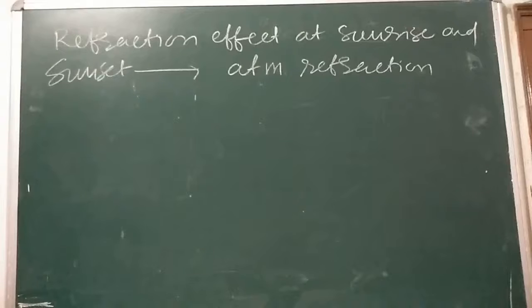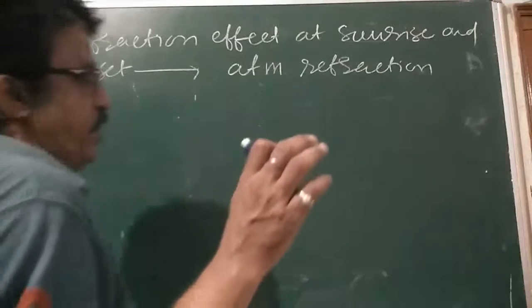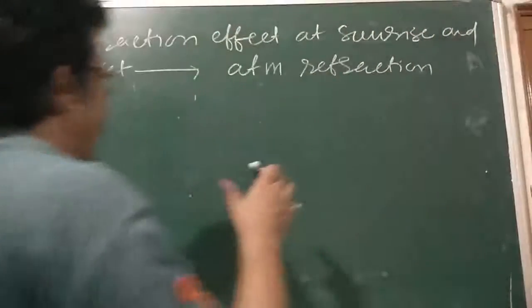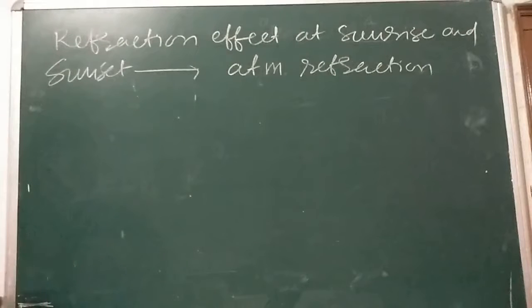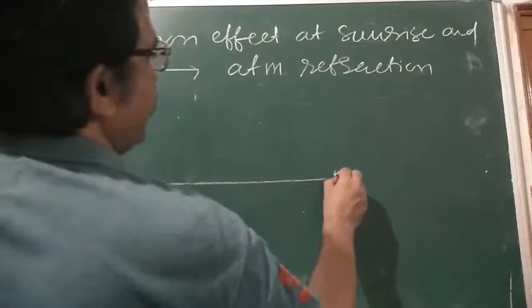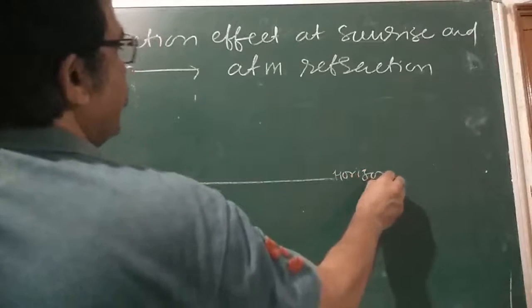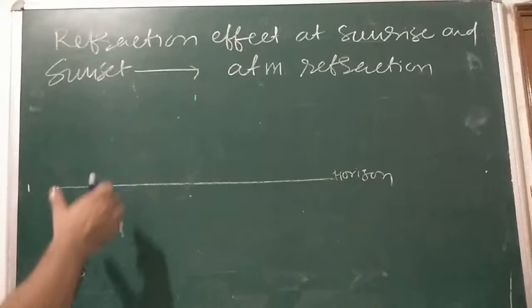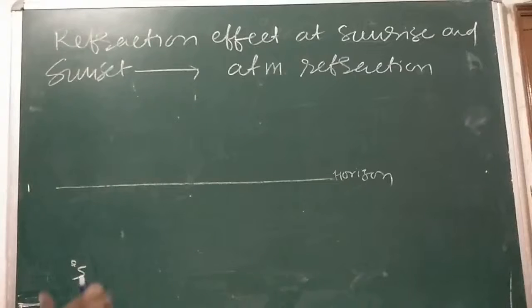Now, we know very well that the density of air is higher near the surface of the earth. So here, dear children, draw the figure first. Suppose this is the origin, and S is the position of the sun, just below the origin, before sunrise.